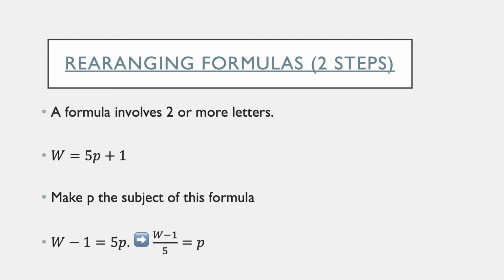At the minute it's times by 5 and then added 1. So to work backwards, I would subtract 1 on both sides. w minus 1 is 5p. Then I would divide both sides by 5, because the opposite of multiplying by 5 is to divide both sides by 5. w minus 1 divided by 5 gives me p. So that is my answer there, guys.